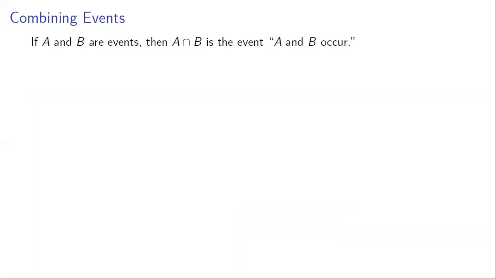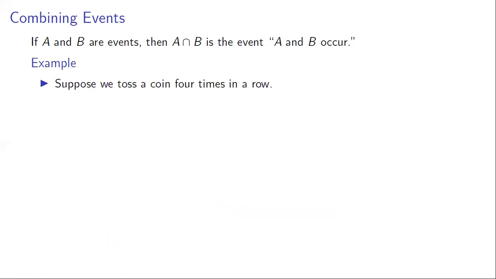And now another way to combine events is if A and B are events, then A intersected with B is the event representing A and B occur, right? They both occur. So not just A, not just B, but both of them occur at the same time. So that's what A intersected with B is. It's a new event, it's a subset of S, it's a subset of the sample space, but it's a new event.